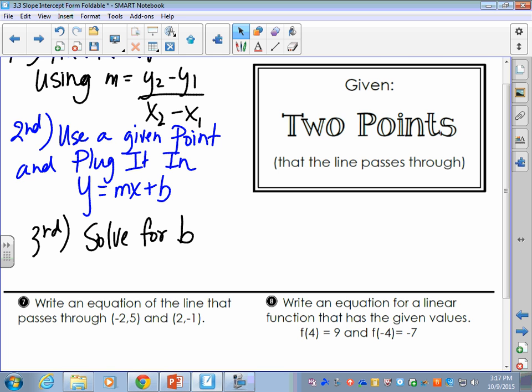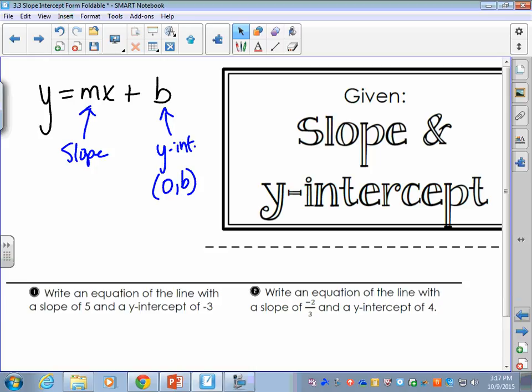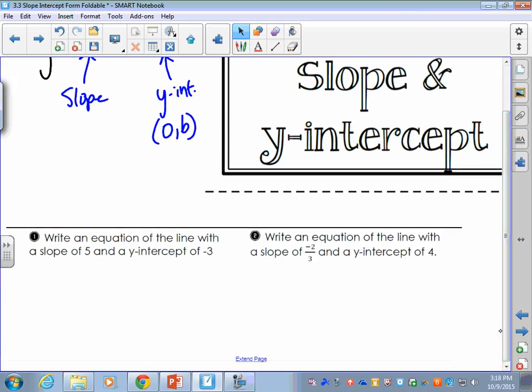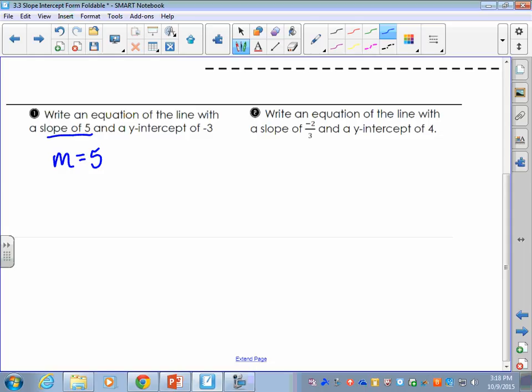Alright, so the first one I know you're probably already familiar with, slope and intercept form. So all we're going to do is plug in the m, plug in the b, write the equation. All they want you to do is to write the equation for each one. So if I look at the first example, it says write an equation of a line with the slope of 5. So that means m equals 5. So write that, denote which part you have. And the y-intercept of negative 3. So that means your b equals negative 3.